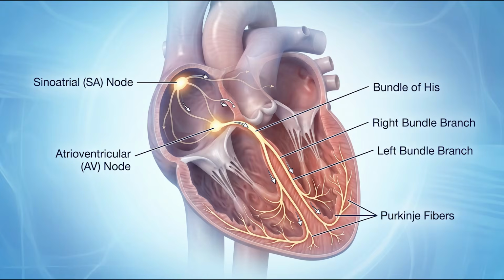The heart's electrical impulse follows a very specific pathway. It begins at the sinoatrial node, travels to the atrioventricular node, moves through the bundle of His, splits into the right and left bundle branches, and finally spreads through the Purkinje fibers to stimulate the ventricles.